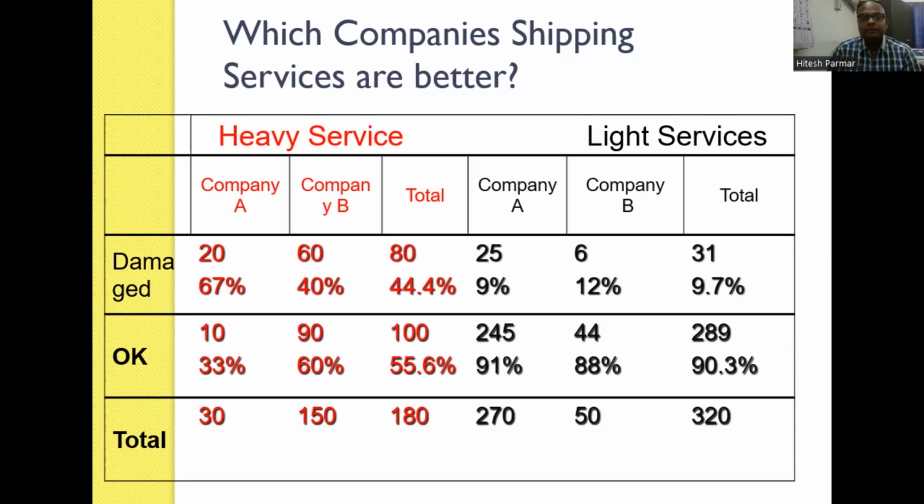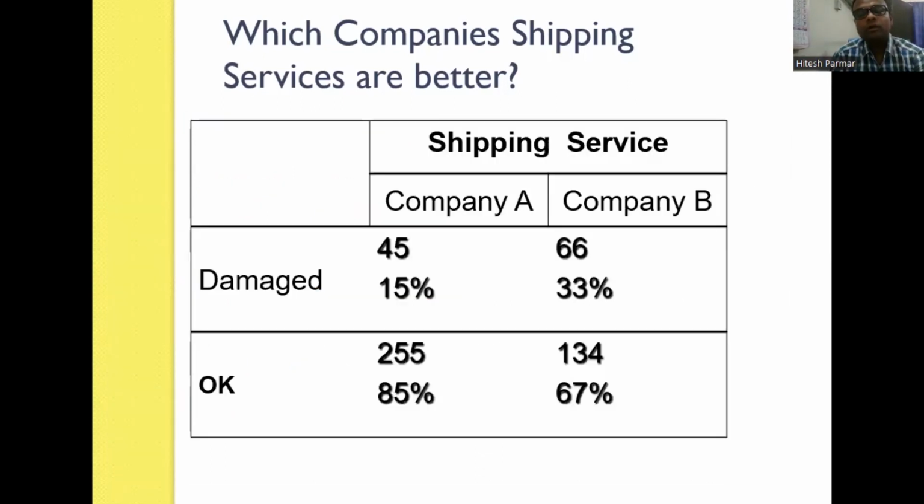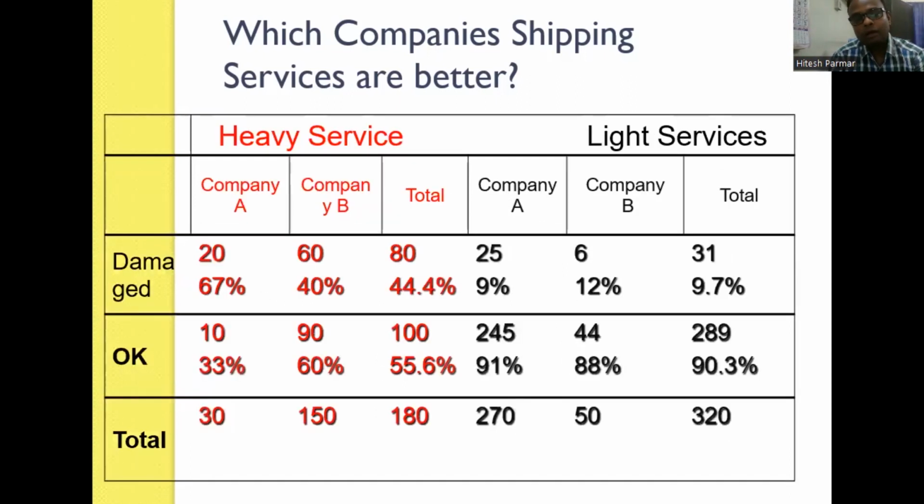Light services, 9% and 12%, damage less, 9% will go with company A. Right? So for heavy services we'll go with company B, and for light services we'll go with company A. Earlier what was our decision? We'll go with company A. But now, as soon as we split our data into heavy and light services, our decision completely changed. So then what is the message?